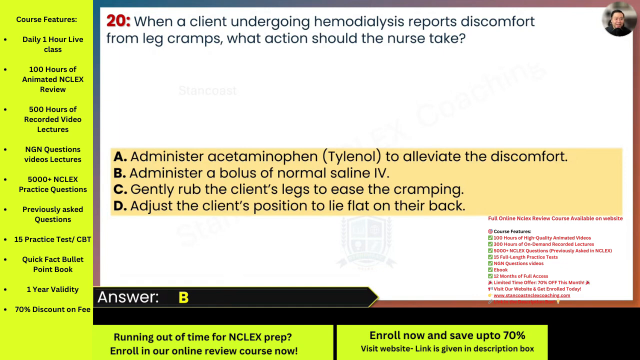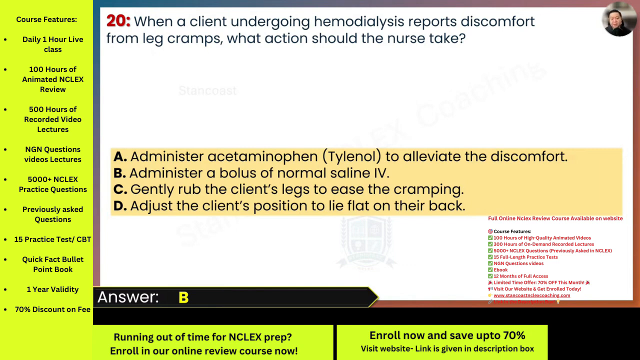It states leg cramps. The patient is reporting discomfort from leg cramps. So when this happens during the dialysis, this is happening due to the rapid removal of the fluids, rapid removal of the electrolytes, specifically sodium. And this sudden shift can lead to hypovolemia and muscle irritability. And so selecting letter B will help restore the intravascular volume and also sodium balance. This will alleviate the cramping.